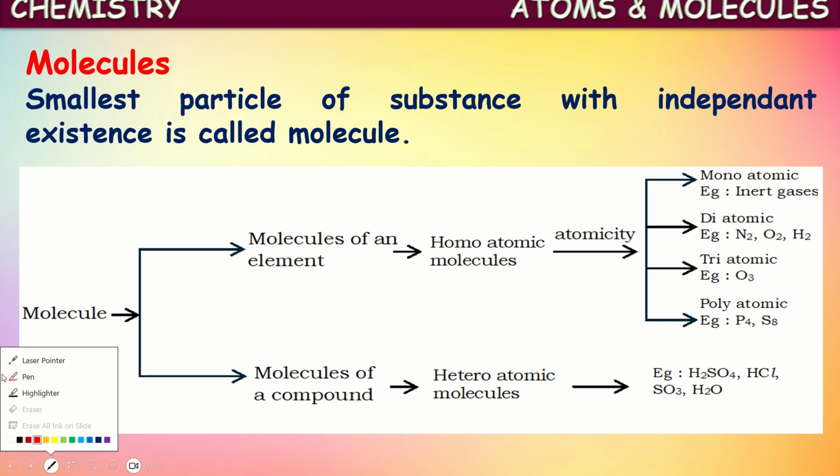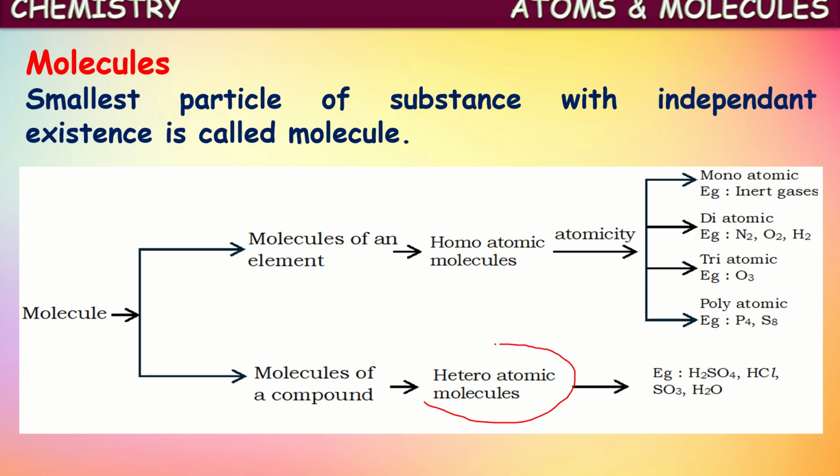Because of the atoms of different elements combining together. Atoms of different elements combining together give rise to a molecule. Hetero means different. Atomic means atoms. Different atoms of different elements combining together result in the formation of a molecule. Therefore, they are called heteroatomic molecules. Simply we can say molecules of compounds.